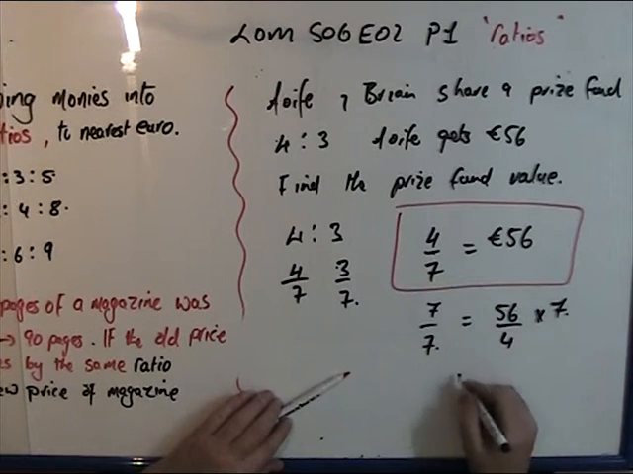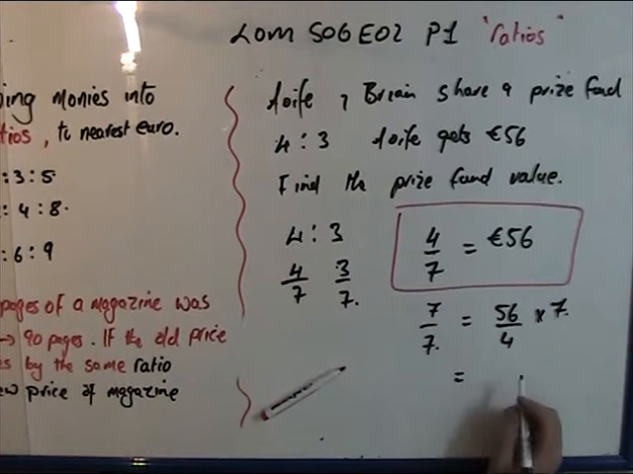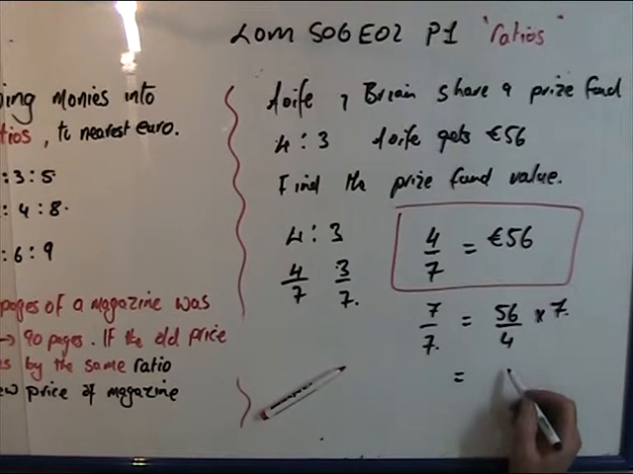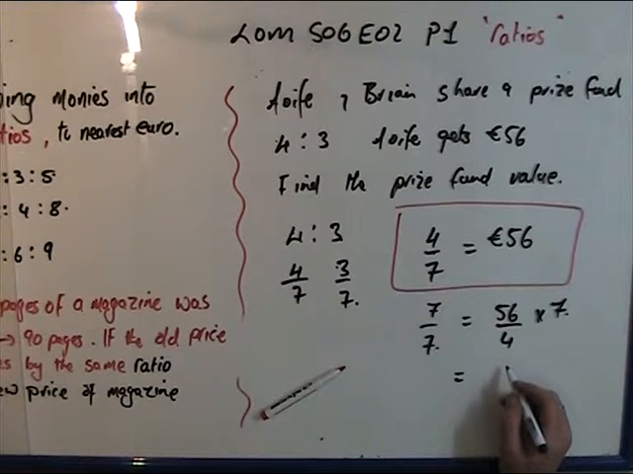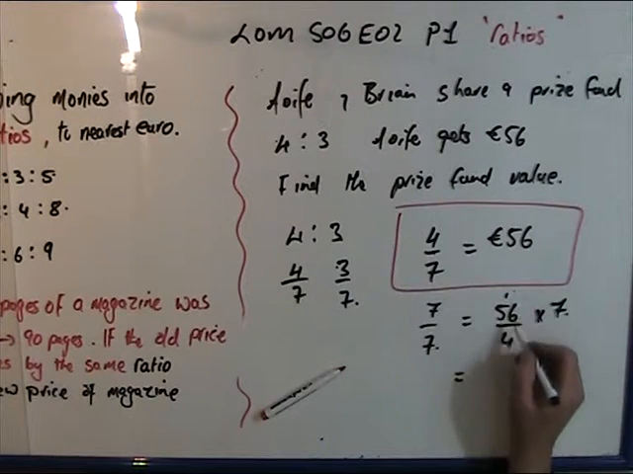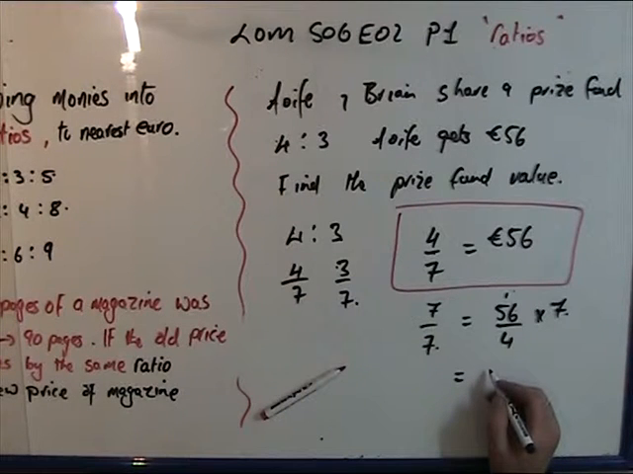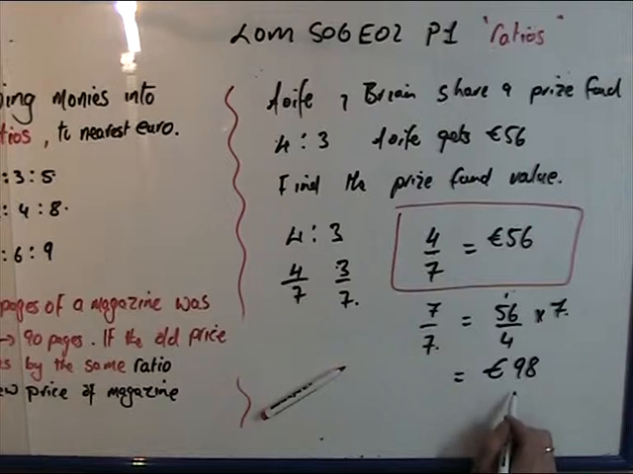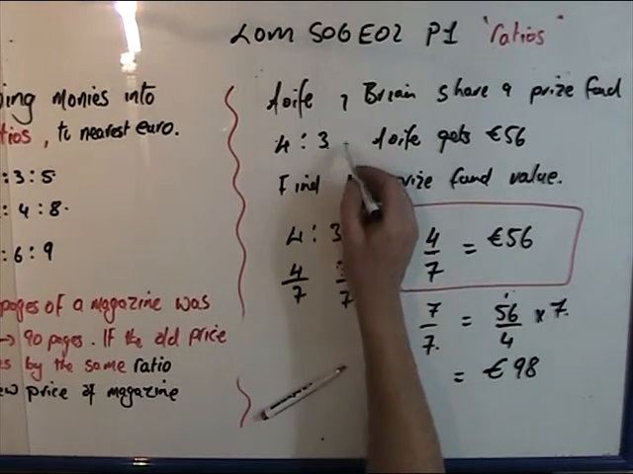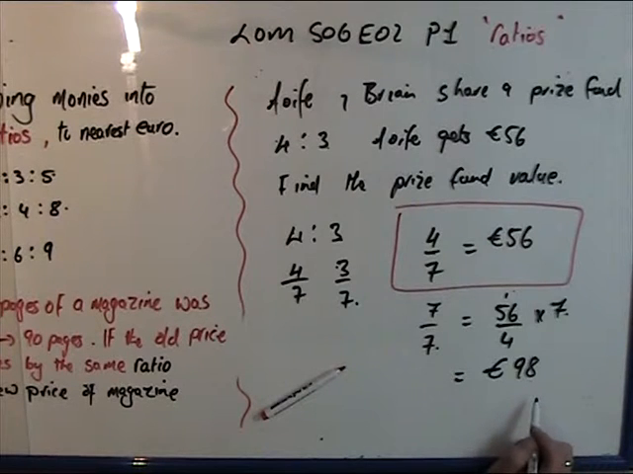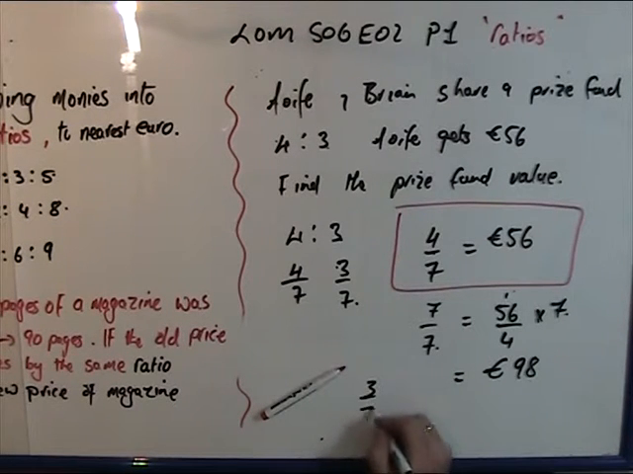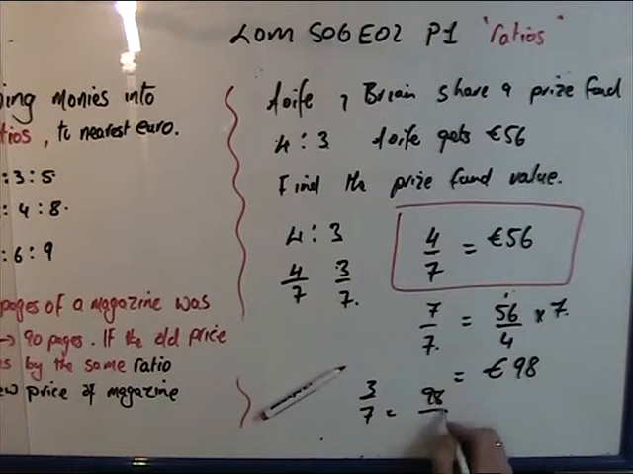So we multiply that out, and we find out that Aoife's 56 divided by 4 is 14. So 4 goes into 56, 14 times. So 7 14s is 98. Now that's the original prize fund. Now we can find out what Brian gets by dividing by 7 and multiplying it by 3. So 3/7 would be equal to 98 divided by 7 multiplied by 3.